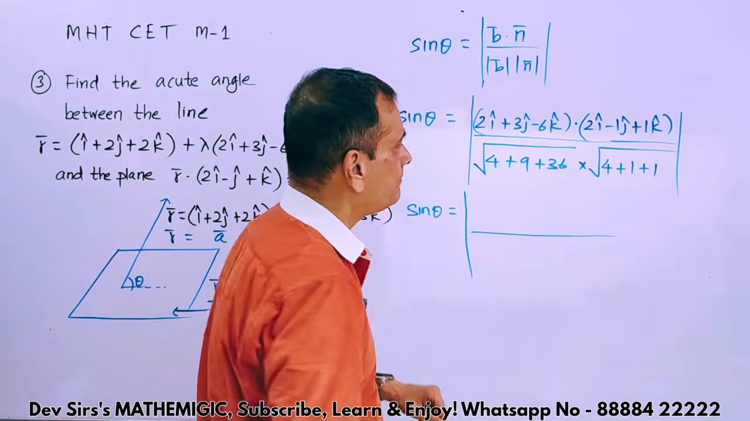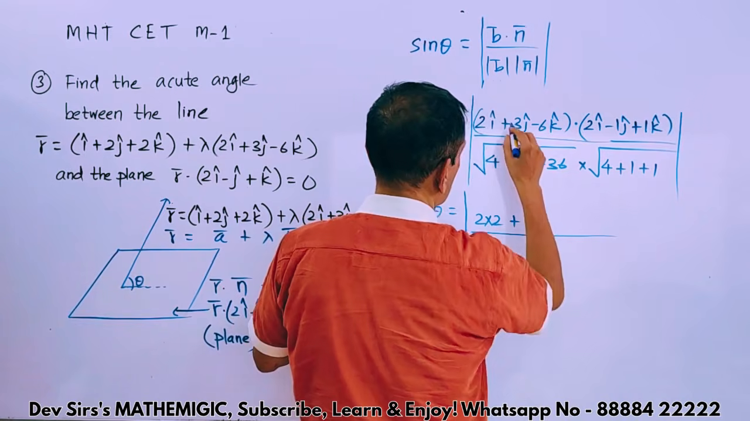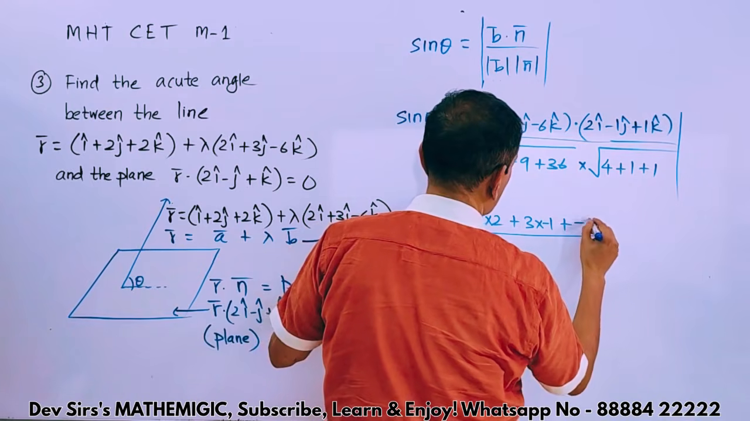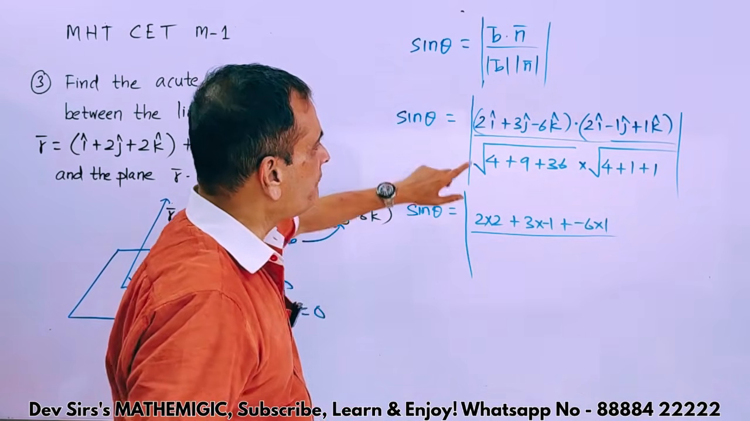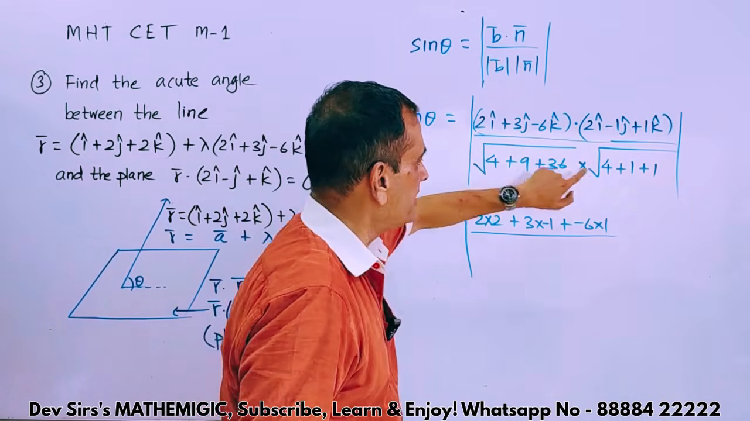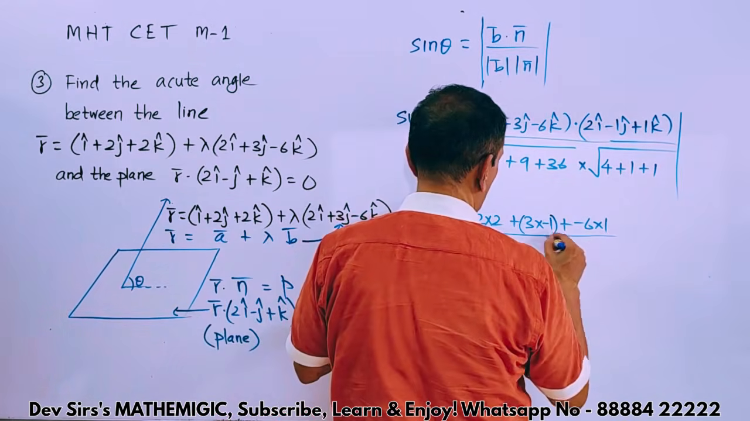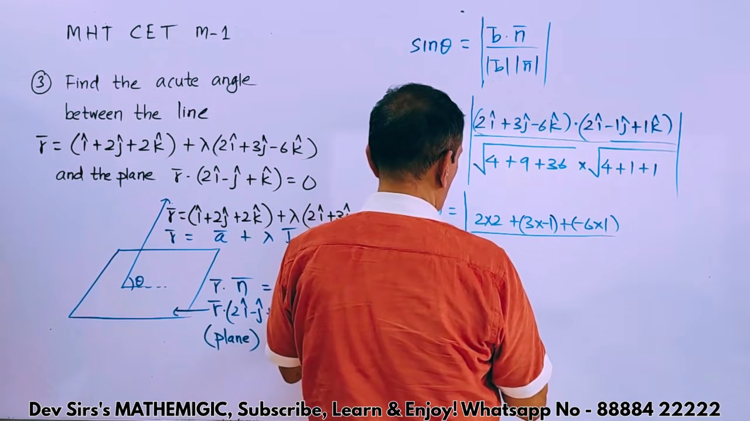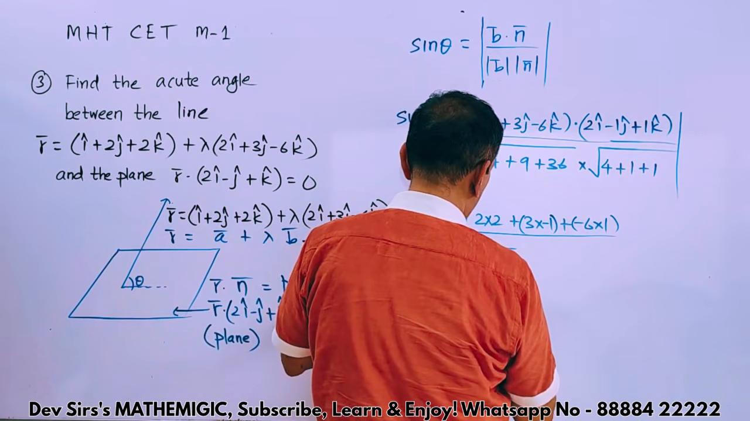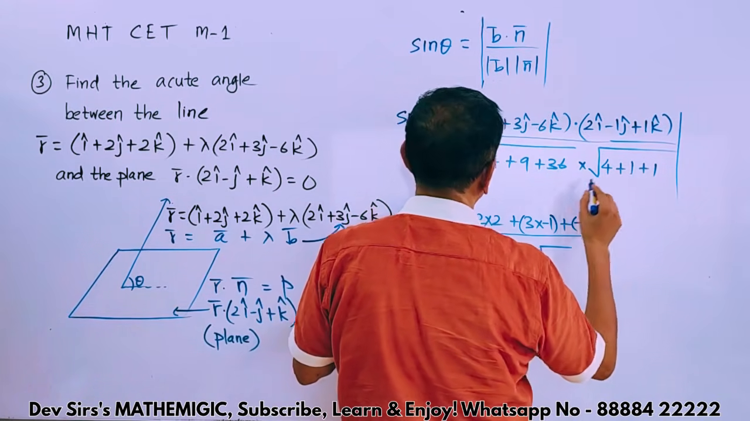How do you take the dot product? Just multiply. 2 into 2 plus 3 into minus 1 plus minus 6 into 1. Just multiply the coefficients. 2 into 2 plus 3 into minus 1 plus minus 6 into 1. If you want, you can take a bracket here. Upon 9 plus 4, 13 plus 36, 49. 4 plus 1, 5. 5 plus 1, 6.